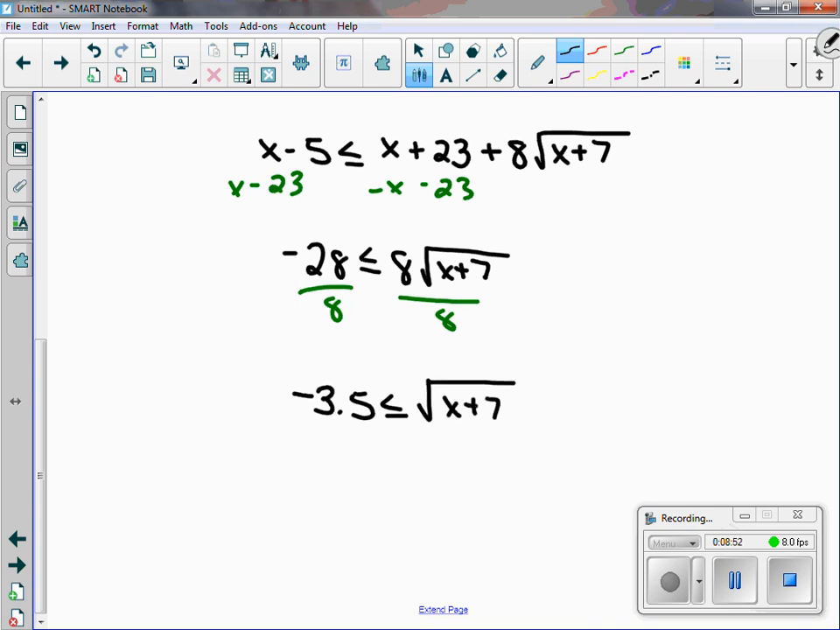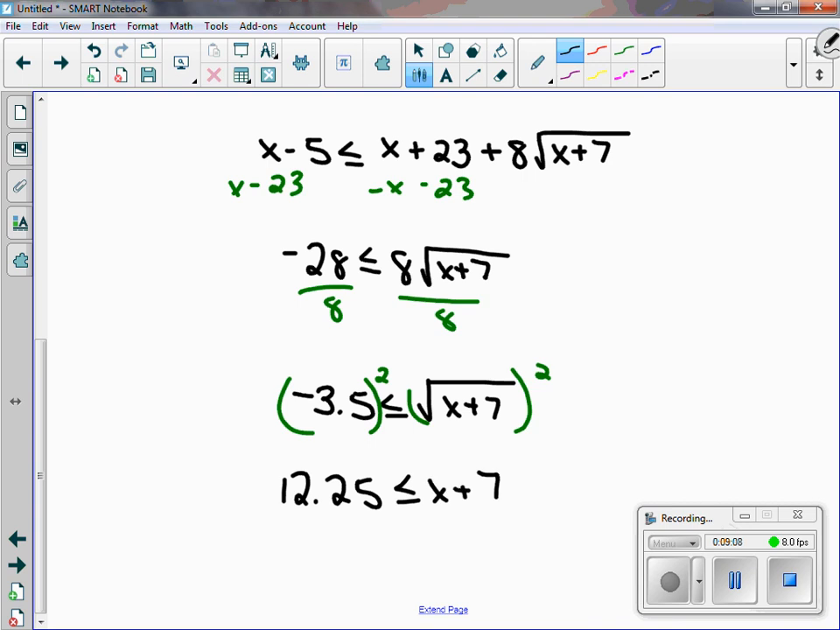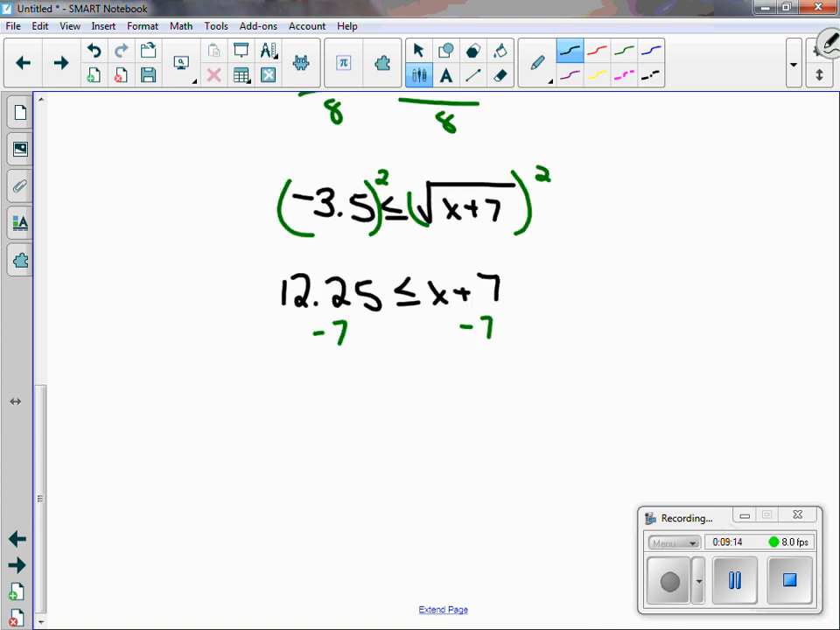I'm now down to a single square root, so I'm going to go ahead and square both sides. This is a positive 12.25, and this gives me an x plus 7. I can now subtract the 7, and I'm done.